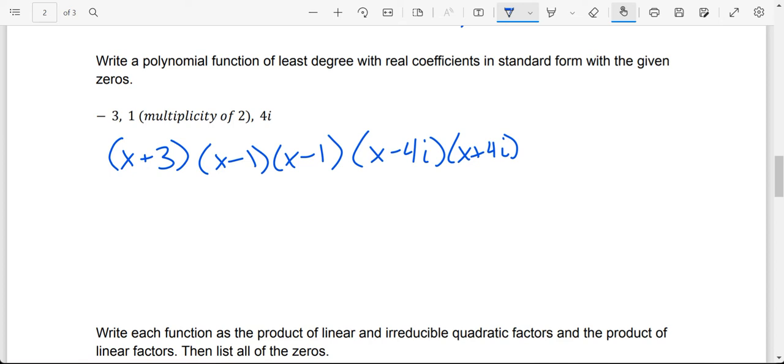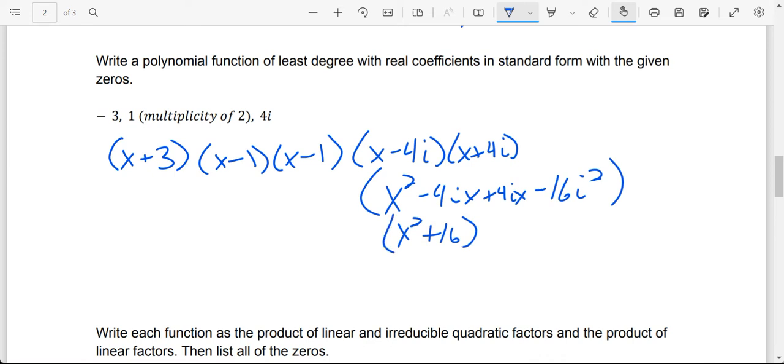And a little tip for these, always FOIL out the i's together. Your conjugates together, FOIL out. So it's going to get us x squared minus 4ix plus 4ix. I didn't finish that one. And negative 16i squared. i squared is equal to negative 1 if you remember from your Algebra 2 days. And then negative 1 times negative 16 is just 16. So x squared plus 16.